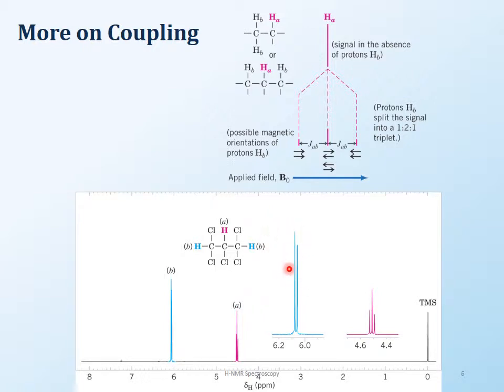Okay, 1:1 ratio, whereas the triplet is going to be a 1:2:1 ratio. This is how the coupling works. Okay, and this is what you see in the magnetic field.